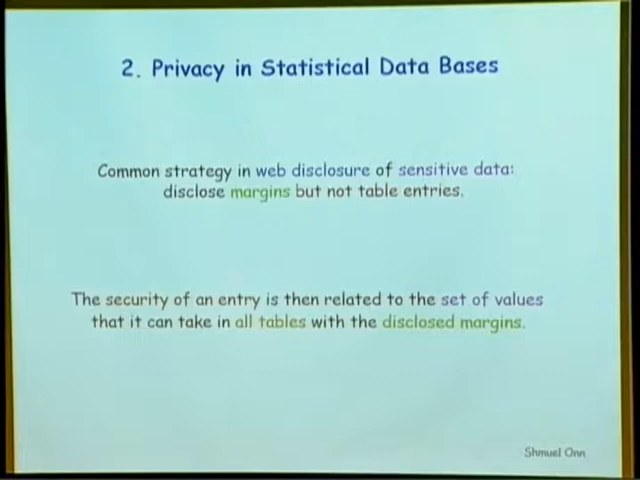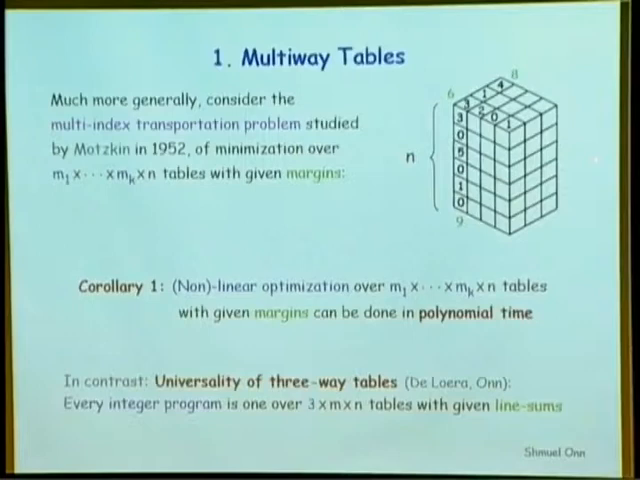So you have this table with margins. This is your table, and each entry represents some data on some individuals. There are statistical databases, for example at the National Institute for Health Statistics. They have all these factors, and they have the table. And the tables are available on the internet, on the website, because the idea is that researchers can use this data.